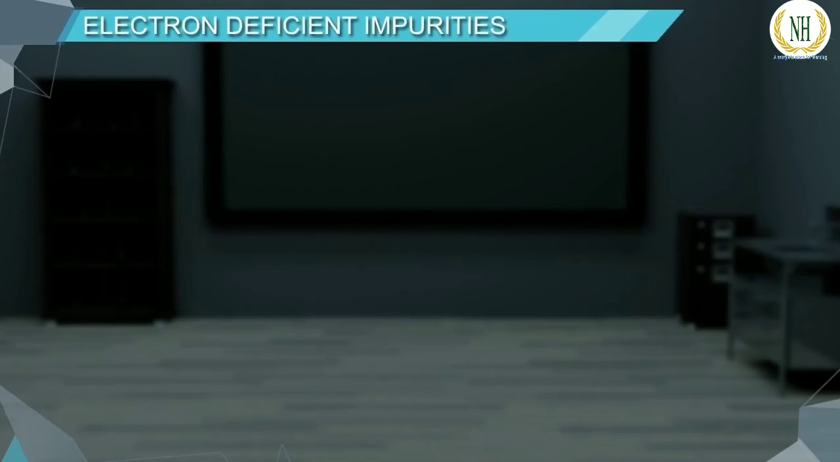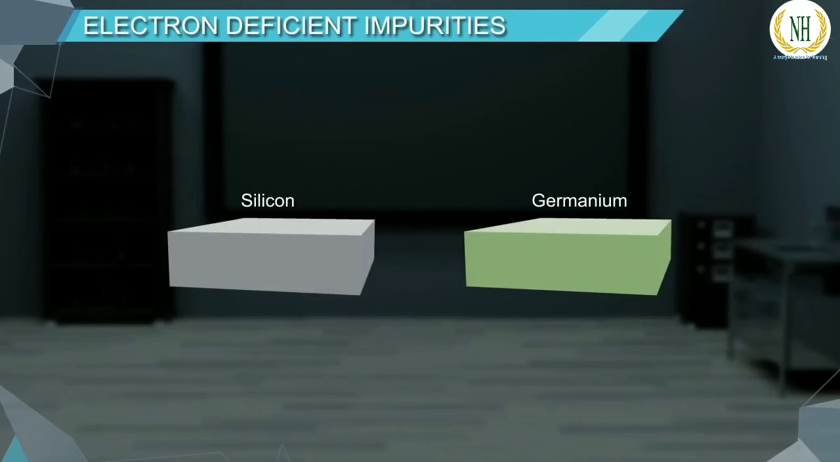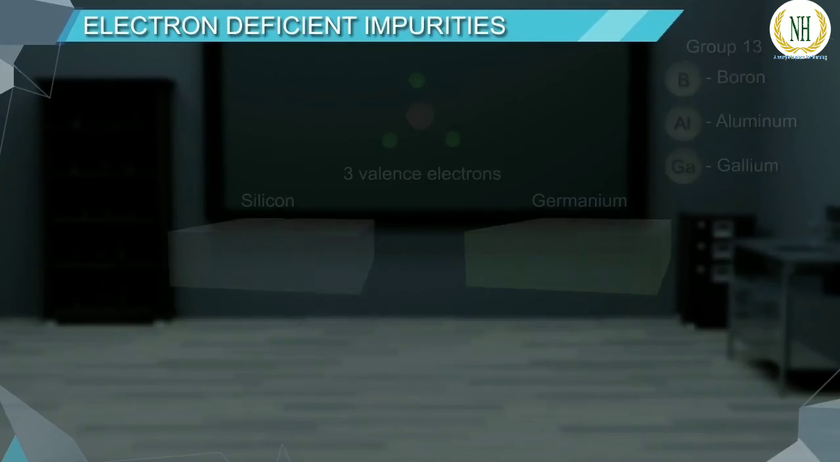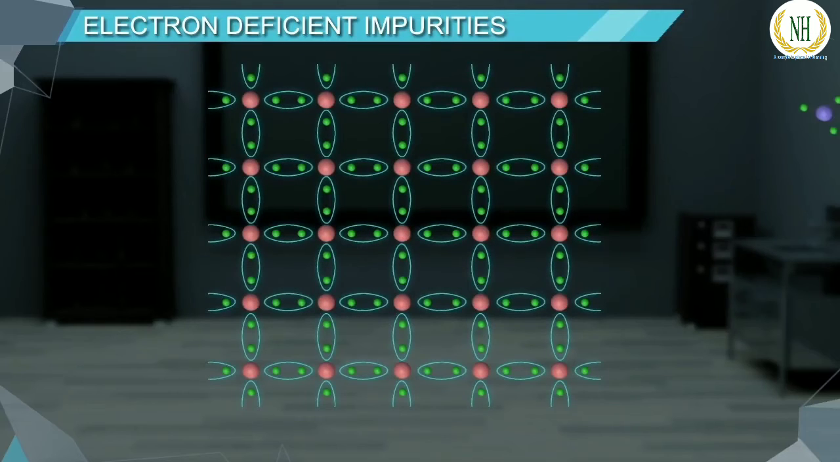Electron deficient impurities. Electrical conductivity of silicon or germanium can also be increased by doping with group 13 elements such as boron, aluminium or gallium. Group 13 elements have only 3 valence electrons. When silicon is doped with some group 13 elements, then some of the positions in the lattice are substituted by atoms of the group 13 element.